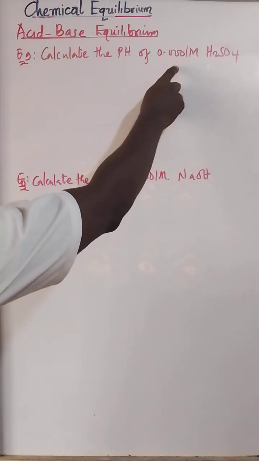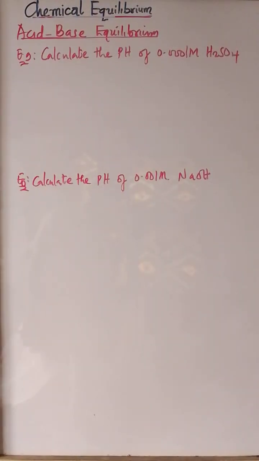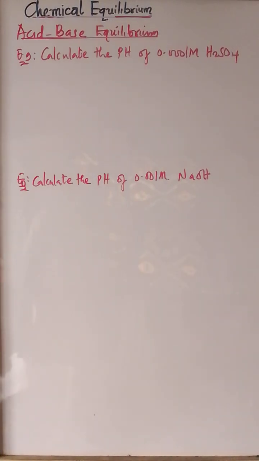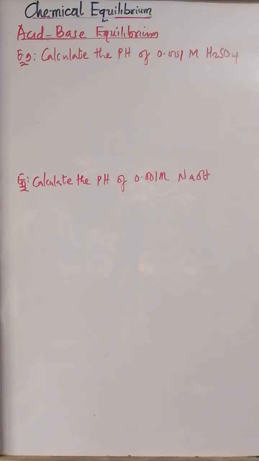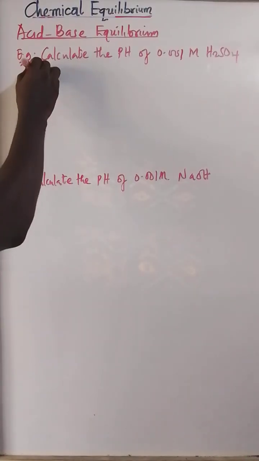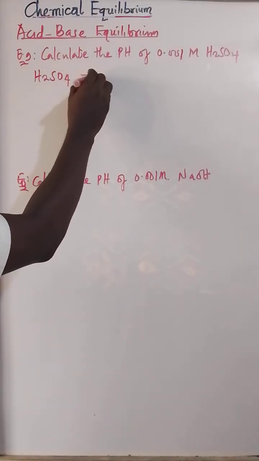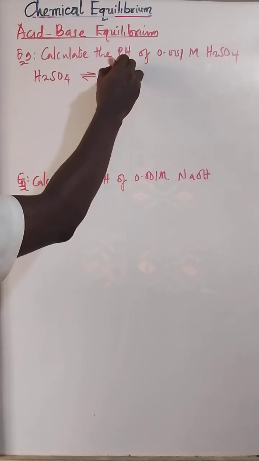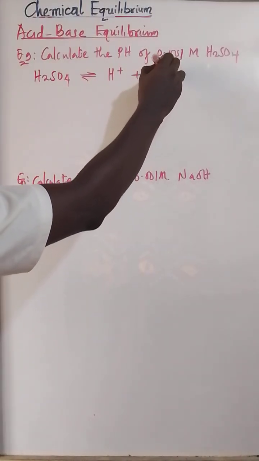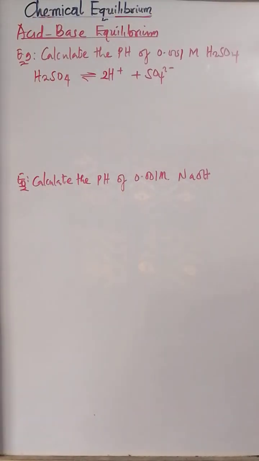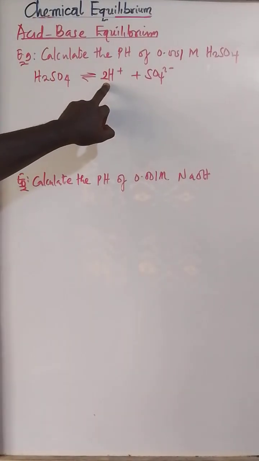Calculate the pH of 0.0001 molar H2SO4 and also calculate the pH of what? 0.001 molar sodium hydroxide. Now, H2SO4 is an acid, and its aqueous solution will give us H plus and SO4 2 minus. I need to balance it with 2 H plus. So this means 1 mole of H2SO4 gives 2 moles of H plus.